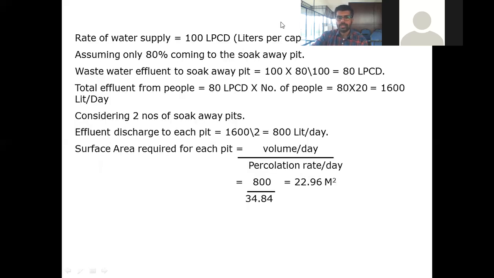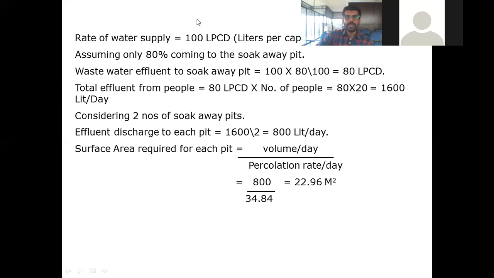For finding out the size of the soak pit, first we need to know the rate of water supply. In the question it is given as 100 liters per capita per day. Now we are assuming only 80% of this 100 liters per capita per day is coming to the soak away pit. The rest 20% will be evaporating and so on. Only 80% from the septic tank is being overflown to the soak pit. We are assuming like that.